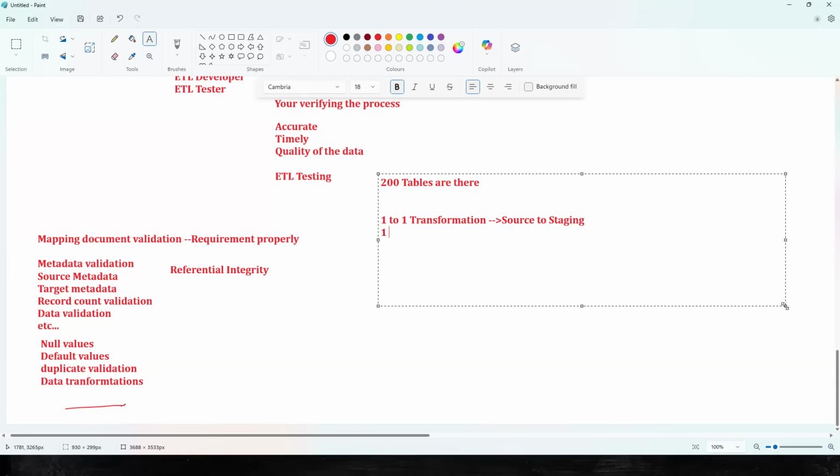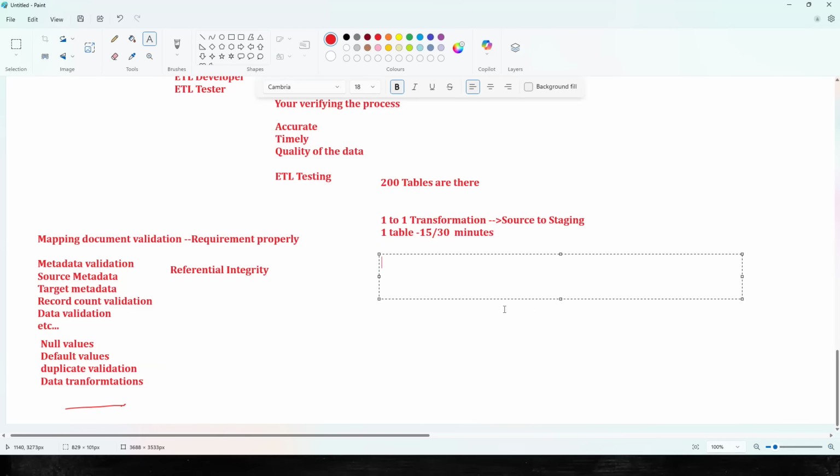Now consider, if you are doing it manually, one table takes 15 minutes, or in a best case, let's consider 30 minutes. If you are validating one table and it takes 30 minutes, how many hours are required? Is it going to be 100 hours? If I go with 30 minutes for 200 tables, 100 hours are required to validate it.